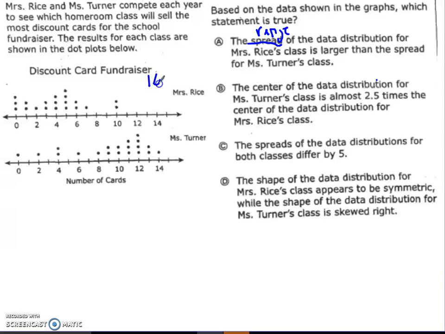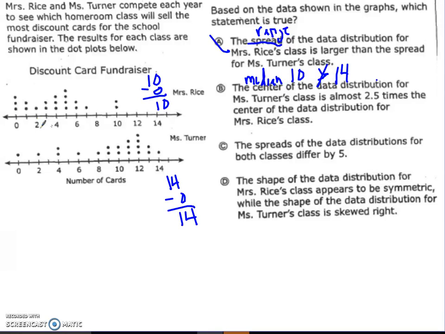So 10 minus 0 is 10. Okay, 14 minus 0 is 14. So is 10 larger than 14? No. So it's not A. Okay, B. The center of data distribution for Miss Turner's class is almost 2.5 for Miss Rice's. Remember, center is a key word for median or middle.